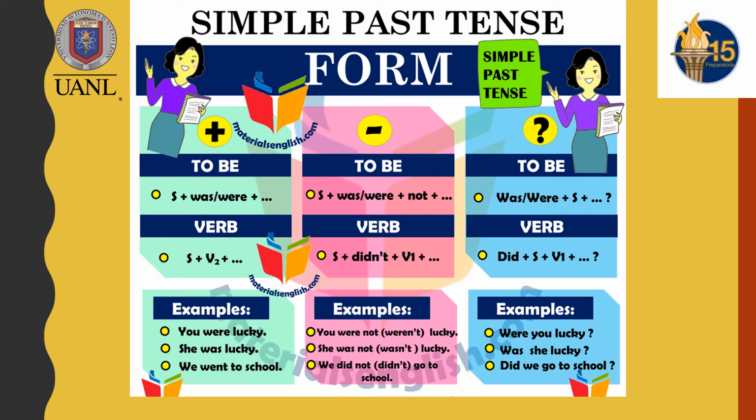So let's share with the questions you have. Were you lucky? Remember, the auxiliary is going to be placed at the beginning of the statement, and then you have the subject, and then you have the complement. Was she lucky? Did we go to school? So here, the last one. Did we go to school? So you have the auxiliary did at the beginning. So the main verb is going to be in base form, right?